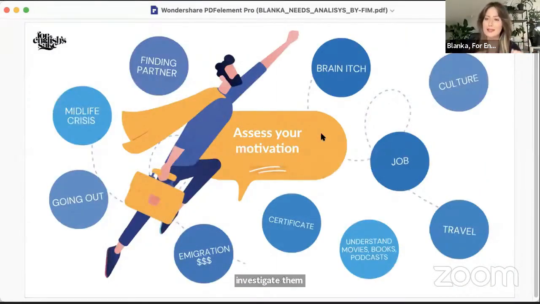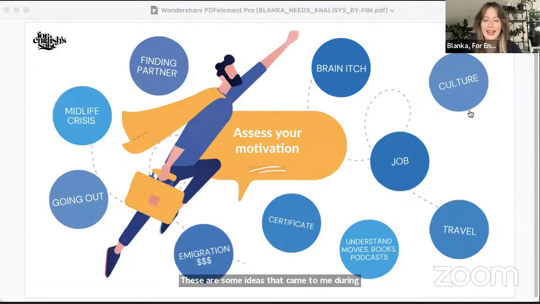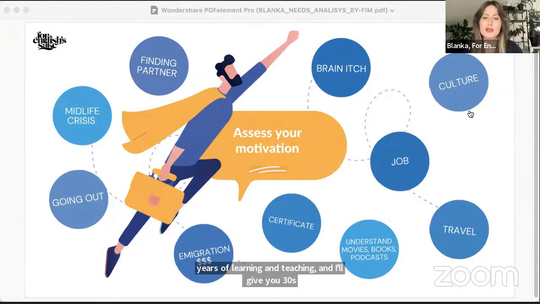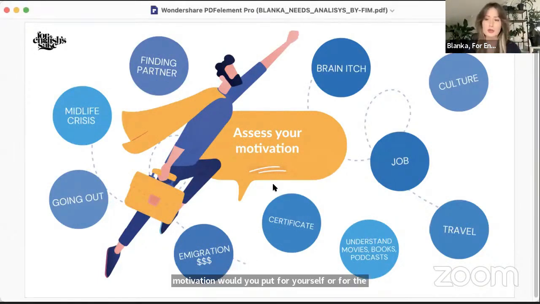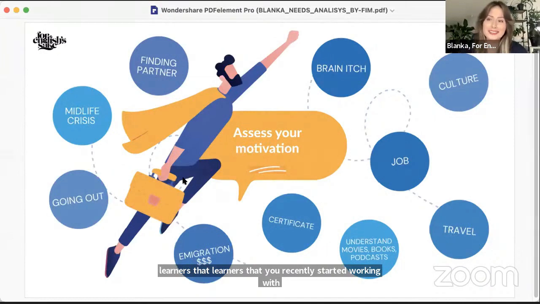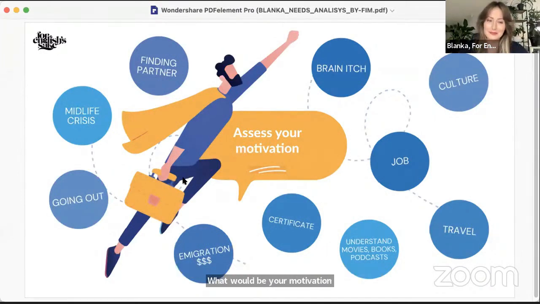These are some ideas that came to me during the last 10 years of learning and teaching. And I'll give you 30 seconds, because I cannot give you more as we don't have so much time, but I'll give you 30 seconds. What other factors of motivation would you put for yourself or for the learners that you recently started working with? What would be your motivation? Let me know in the comments.